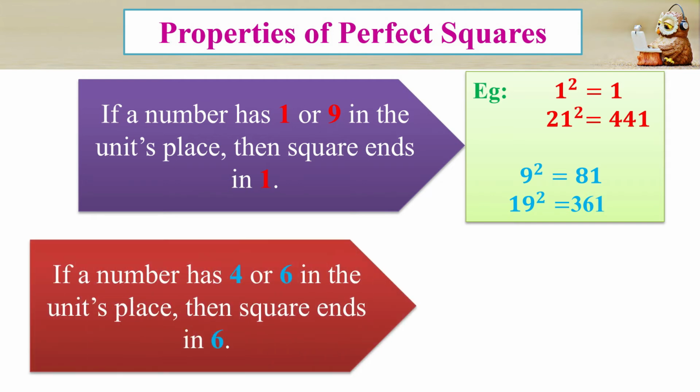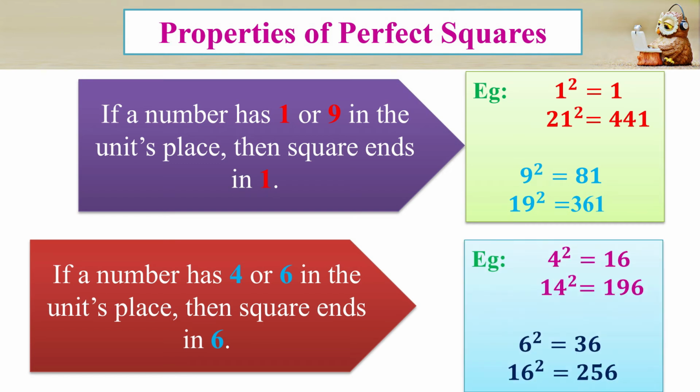If a number has 4 or 6 in the units place, then its square ends in 6. For example, 4 square is equal to 16, 14 square is equal to 196, 6 square is equal to 36, 16 square is equal to 256.